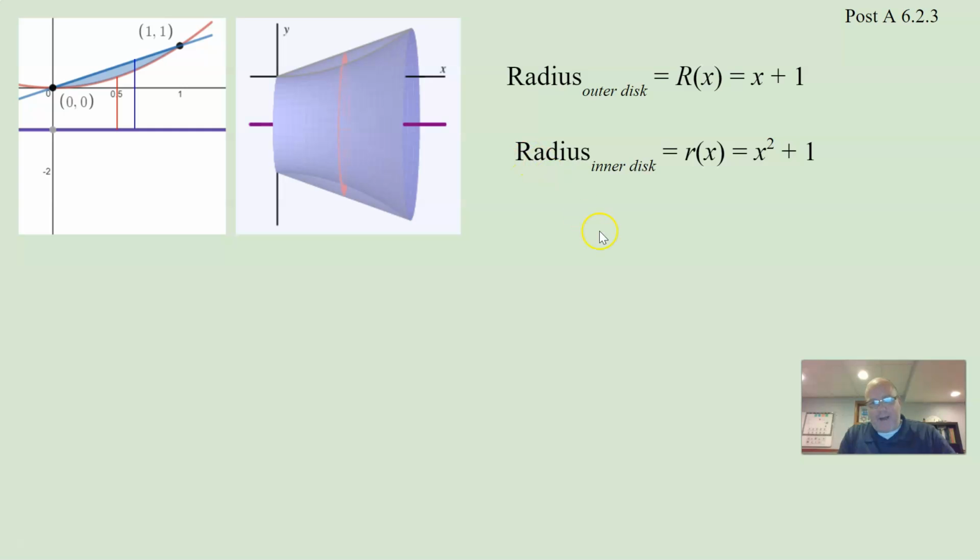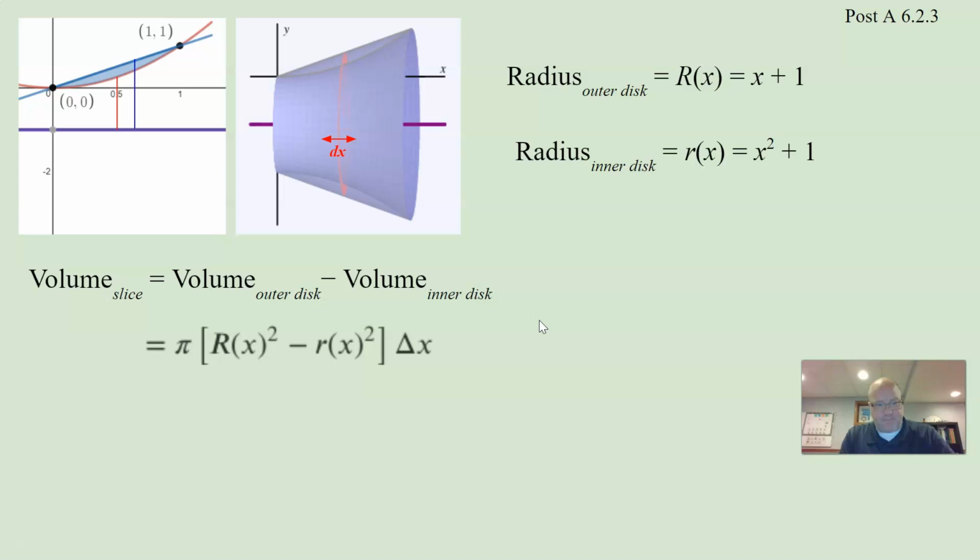Once you get those radii, then setting up the integral is a piece of cake. Keep in mind that the disk, or the washer I should say, has a width of dx. Because the width is dx, we're going to be calculating this integral in terms of x. So the volume of the washer itself is going to be the volume of the outer disk minus the volume of the inner disk. That's how you get the volume of the washer.